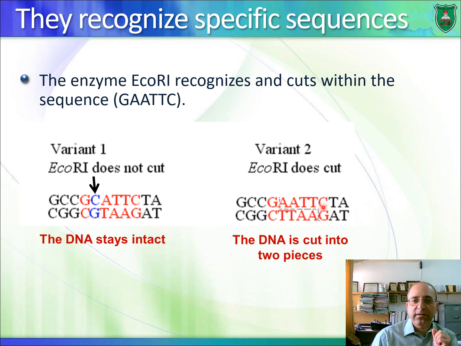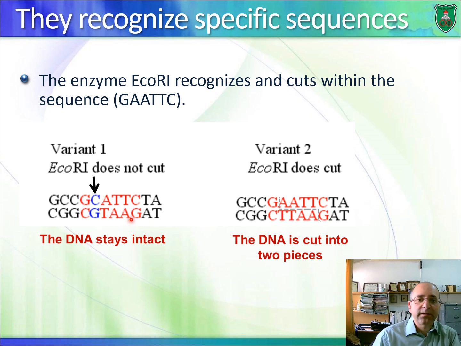Now, this site is recognized by the restriction endonuclease, by EcoRI, and it's cleaved, generating two fragments, left and right. Now, look at variant 1. It's GCATTC. So there is a change in here. There is a mutation, there is a variation, whatever.